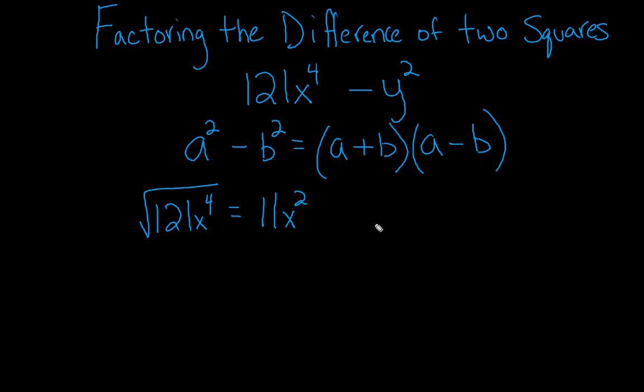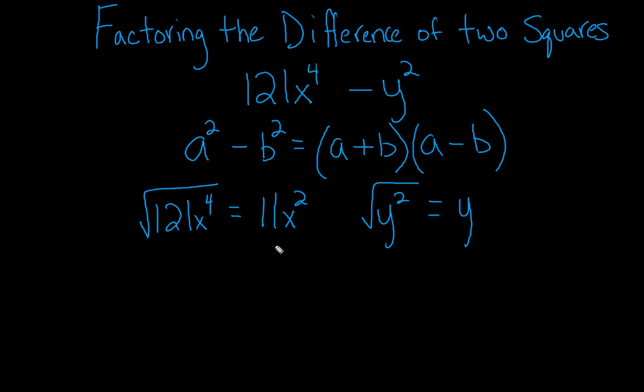Great. How about y squared? Is there a square root of that? Yeah, there certainly is. It's just going to be y, since y times y gives you y squared. So looking at this binomial, this is a perfect square minus a perfect square, so we can follow this pattern of a plus b, a minus b.